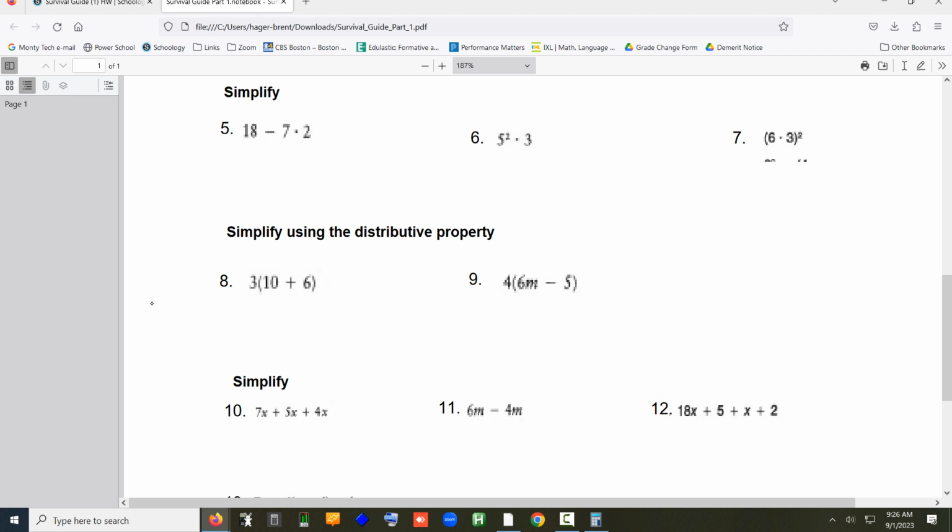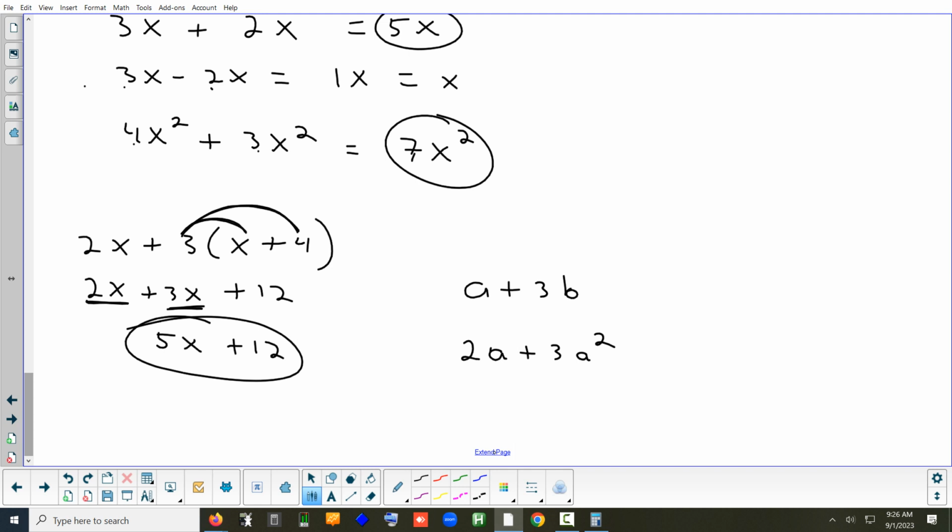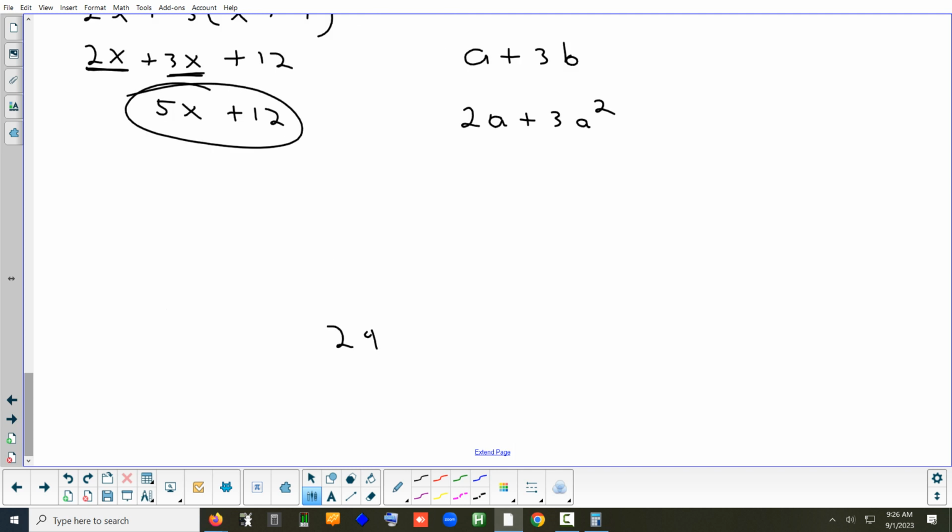And the last one that I asked you guys to do, number 9. Anybody get that one? 24m minus 20. I think that looks good. Now, can you combine those together? No. Nope, because one of them has an m and one of them does not.